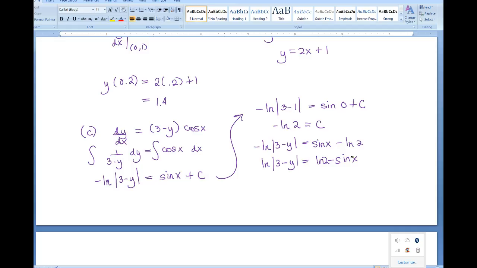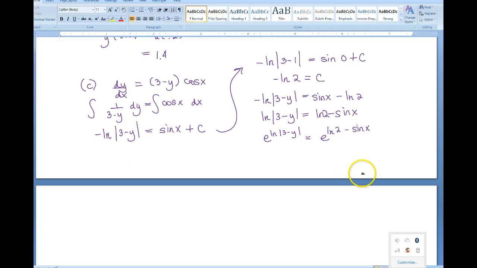Now we'll do e to both sides. Do we have to do all these steps? Well, I'm showing all my work. The steps are necessary, whether you show all of these steps, not really necessary. Okay, now. Right, so now we get absolute value of 3 minus y, but we could separate this into e to the ln 2 times e to the negative sine x, which allows us to simplify e to the ln 2 into just 2.